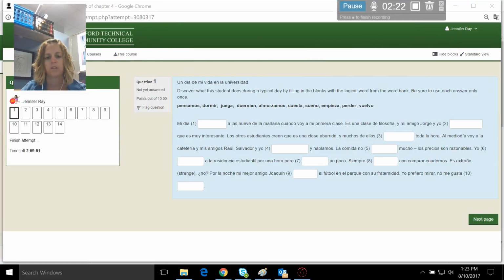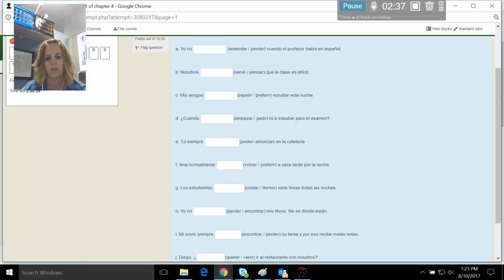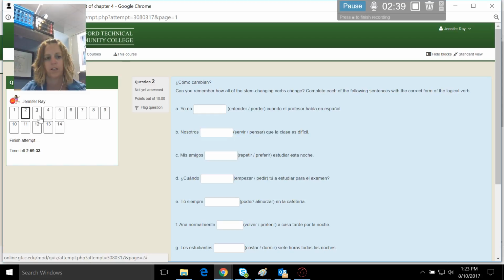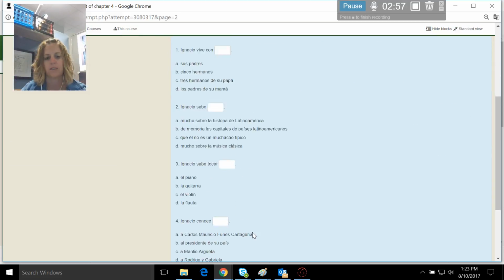Here, discover what the student does during a typical day by filling in the blanks with the logical word from the word bank. So you'll plug in the words. This one, you're focused on stem-changing verbs. So you'll pick one of the 2 verbs that you're given, and then you'll conjugate it correctly, remembering that these are stem-changing verbs. For the next one, you'll read this paragraph, and then you'll decide whether all the statements are true, but there's only one that is not correct. You're picking the one that's not correct. So you'll just write in A, B, C, or D in the blank there.